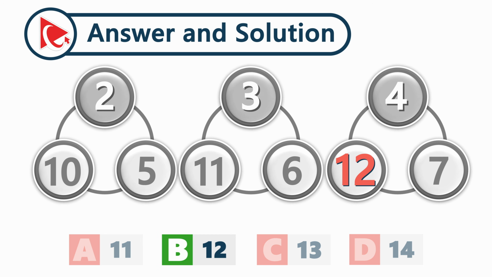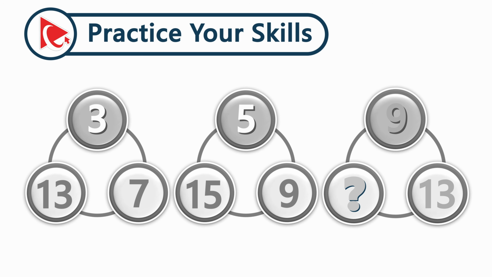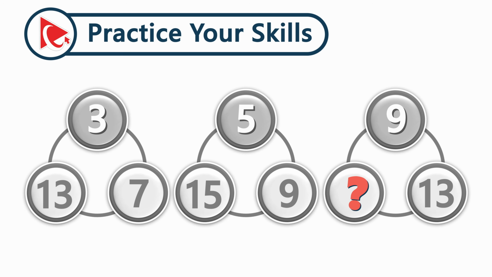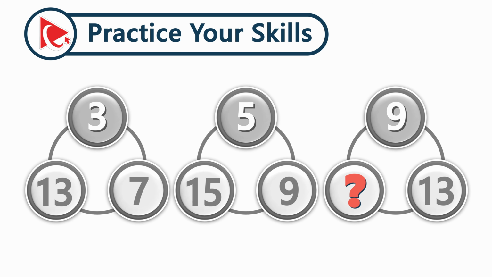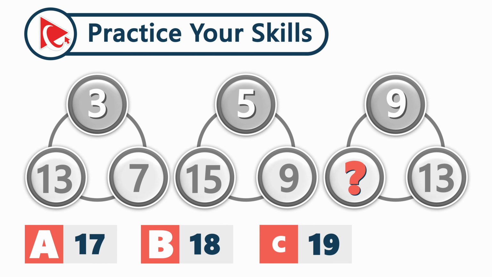But wait, there is more. There's a question for you to solve. Numbers in the first shape are 3, 7, and 13. Numbers in the second shape are 5, 9, and 15. And there are only 2 numbers in the third shape, 9 and 13. And then comes the missing number, which you need to calculate and select your answer out of 4 possible choices. Choice A, 17, choice B, 18, choice C, 19, and last but not least, choice D, 21.